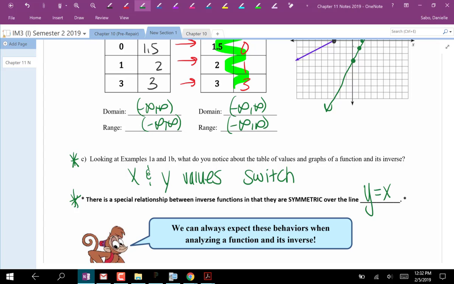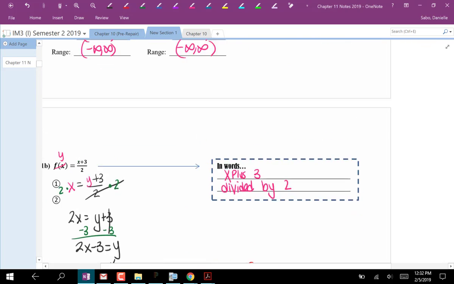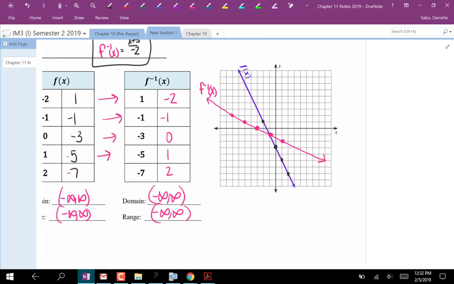Let me explain to you very quickly why it's symmetric over y equals x. So I'm just going to go up to our original function, our beginning, and I'm going to draw in my y equals x highlighted piece here. You don't have to do this, just watch. This is y equals x. This is that line. And I just told you that inverses are going to be symmetric over that line. So really what that means is if I took this piece of paper and I folded it on this line, they would become the same line.